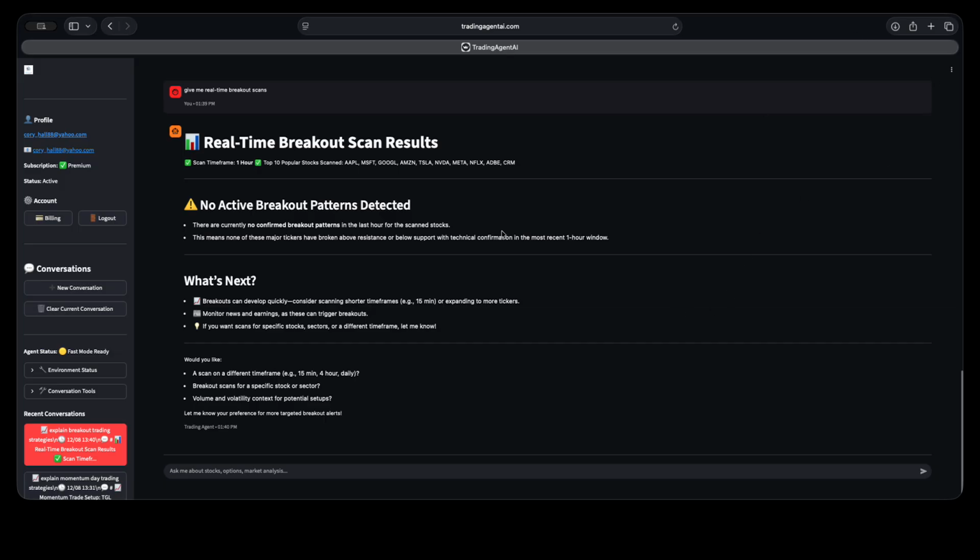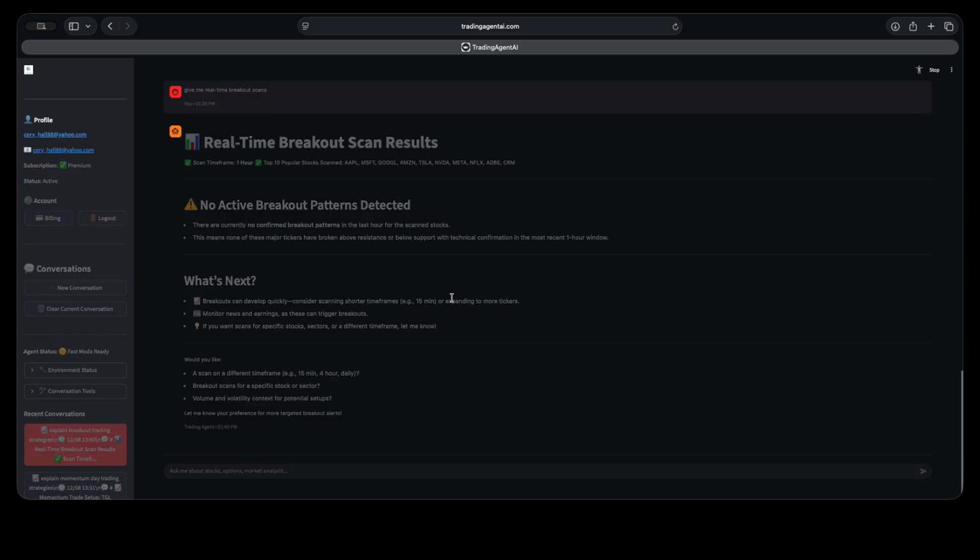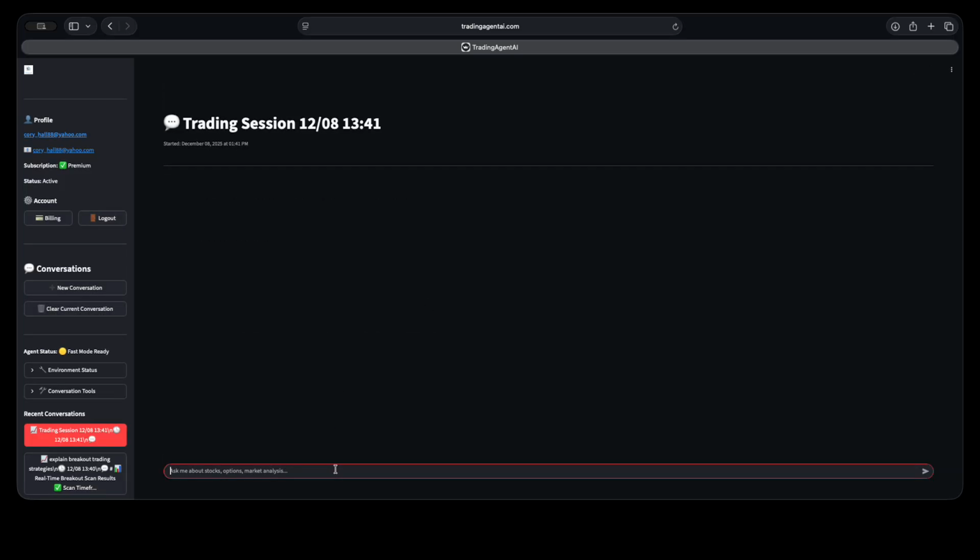So since we didn't find any breakout trades in our scans this morning, at least not in the mega caps, let's move on to our reversal trading strategy. We're just going to do the same thing. Explain the reversal.